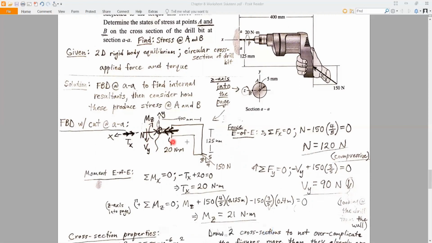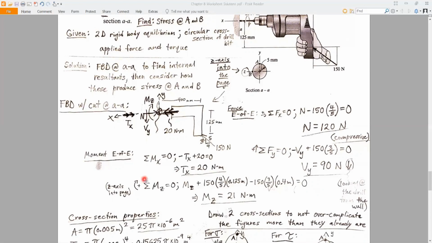Okay, then we have a moment about the x-axis. That's our torque. I wrote it as Tx. It has to be going in the opposite direction of the rotation of the drill bit. So this drill is rotating this way. It's putting a screw into the wall, and your reaction torque has to be opposing that. So your arrows are drawn the opposite direction.